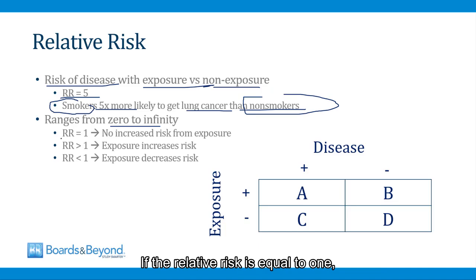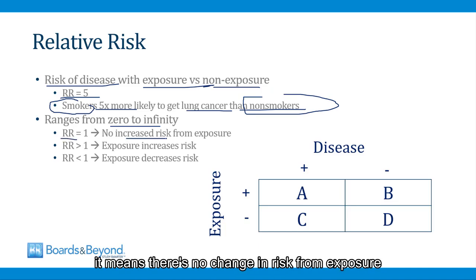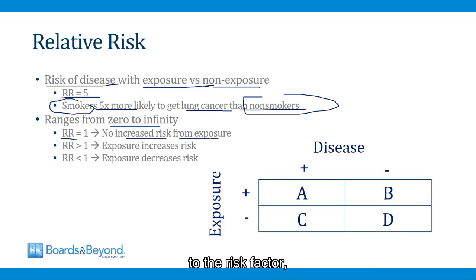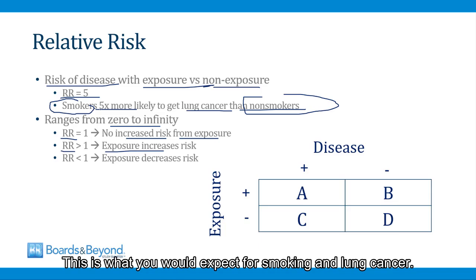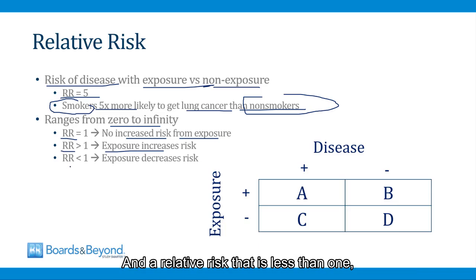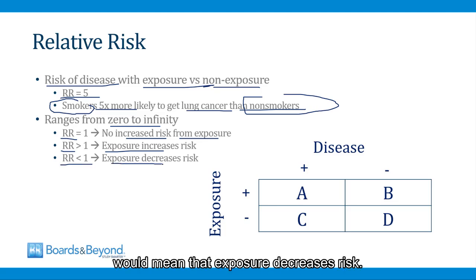If the relative risk is equal to 1, it means there's no change in risk from exposure to the risk factor. A relative risk greater than 1 means exposure increases risk. This is what you would expect for smoking and lung cancer. And a relative risk that is less than 1, like for example 0.5, would mean that exposure decreases risk.